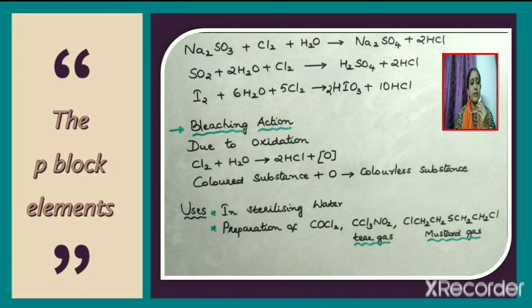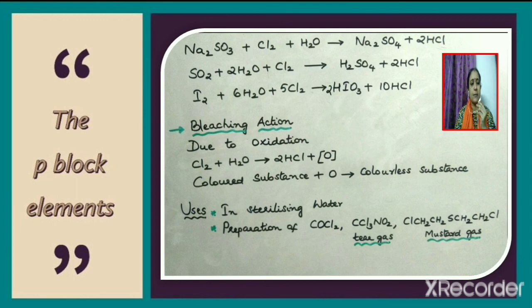Now how can we write the reaction equations? Na2SO3 plus chlorine plus water gives sodium sulfate plus 2HCl. Sulfur dioxide plus 2 water plus chlorine gives sulfuric acid plus 2HCl. Iodine plus 6 water plus 5 chlorine gives iodic acid, 2HIO3, plus 10HCl.